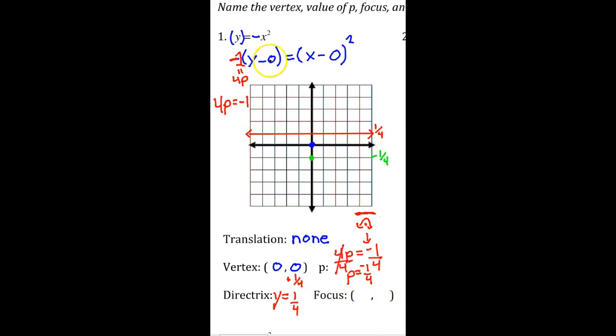The focus will always have the same x coordinate as the vertex. These two must be the same in order for them to line up vertically. However, the y coordinate is going to be 0, the y of the vertex, and this time minus the p-value, which is just negative 1/4.